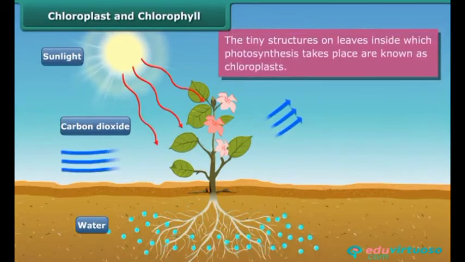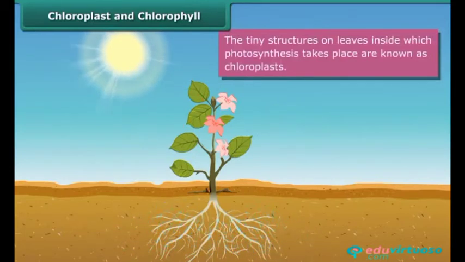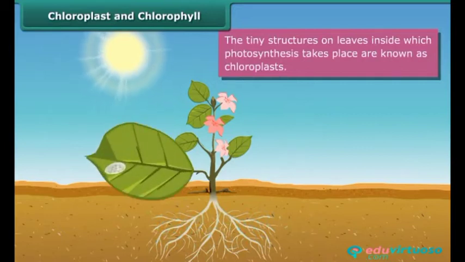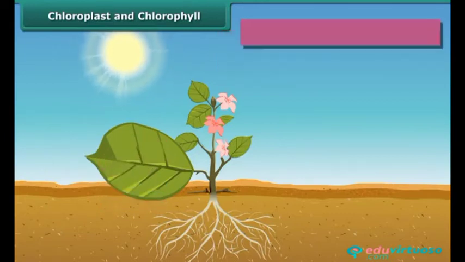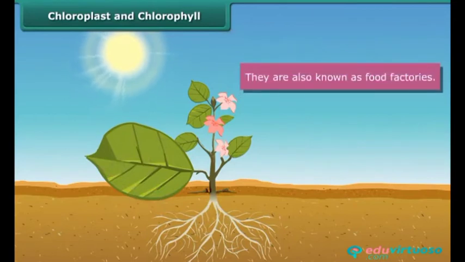And this photosynthesis takes place inside the leaves in tiny structures known as chloroplasts. You can see the chloroplasts inside the leaf. Photosynthesis takes place inside the chloroplasts. Chloroplasts are tiny structures. Since they make the food, these chloroplasts are known as the food factories of the plant.